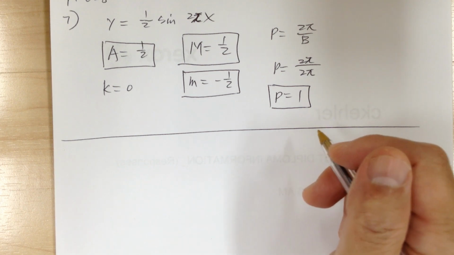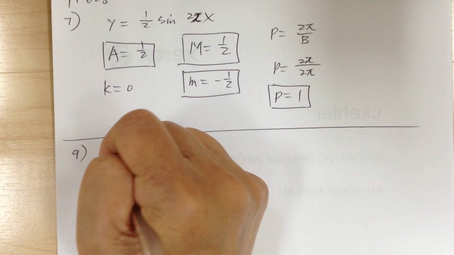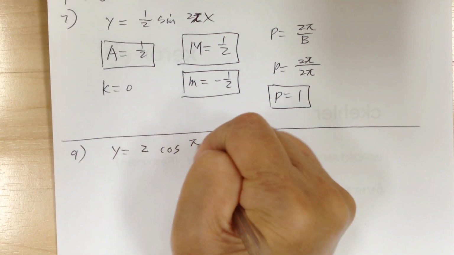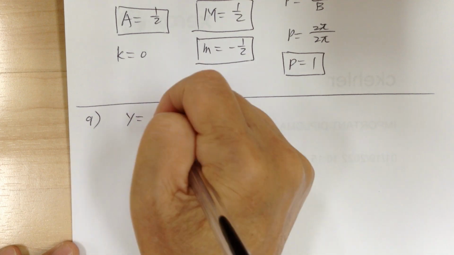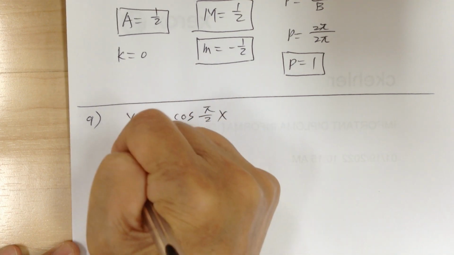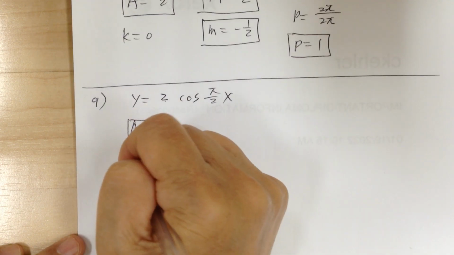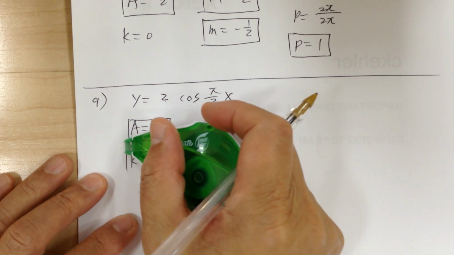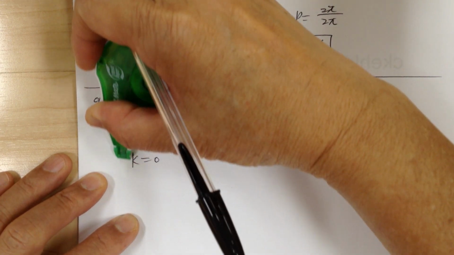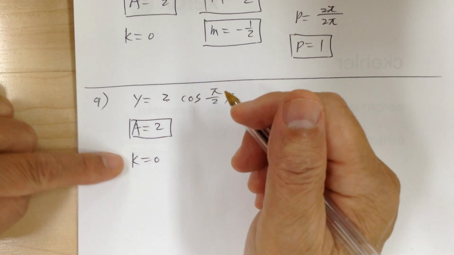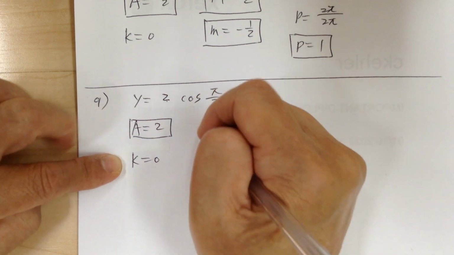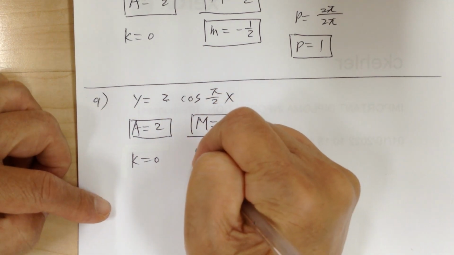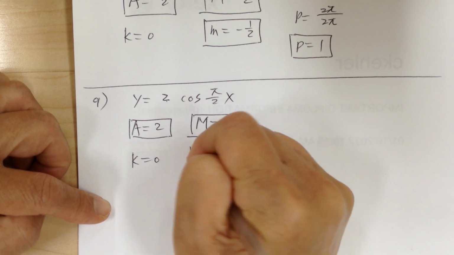Okay, number 9. You got y equal to 2 cosine of pi over 2 x. So again over here, a equal to 2. That's how much you go up and down. But your starting point equal to 0. So that's your center, that's your starting point. When you go up by 2, your highest point, your maximum, will equal 2. And when you go down, your minimum will equal -2.